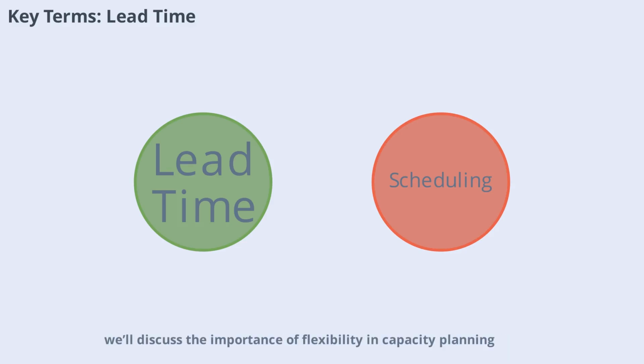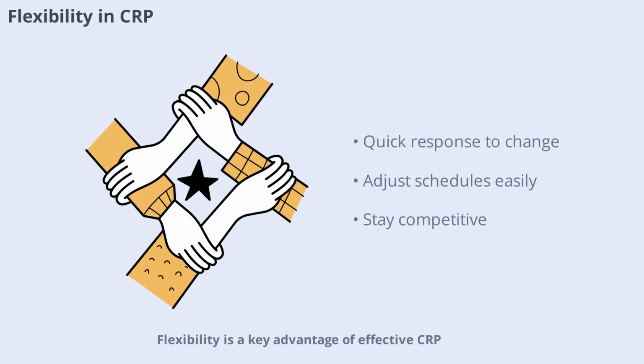Next, we'll discuss the importance of flexibility in capacity planning. Flexibility is a key advantage of effective CRP. By regularly reviewing capacity and making adjustments, companies can respond quickly to changes in demand or unexpected disruptions. This might mean shifting production to different work centers, adjusting schedules, or reallocating resources. Flexibility helps organizations stay competitive and meet customer needs even in uncertain environments.